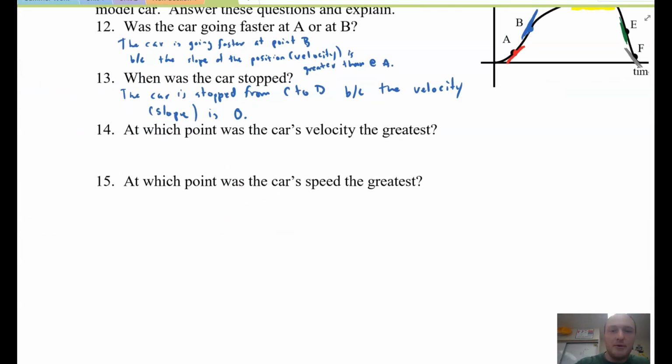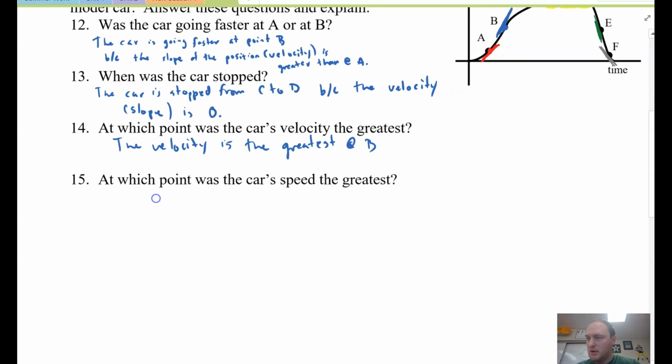So we can say the velocity is the greatest at B because that's when the slope is the greatest. Easy enough.